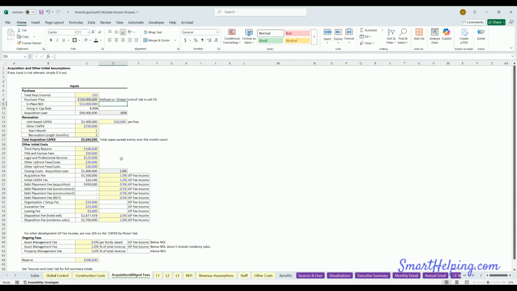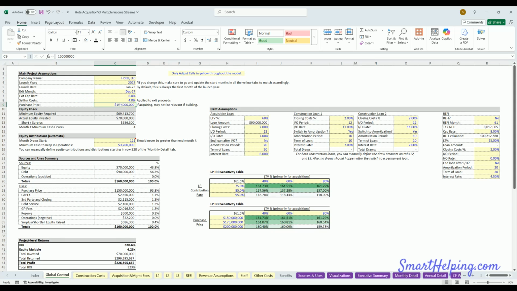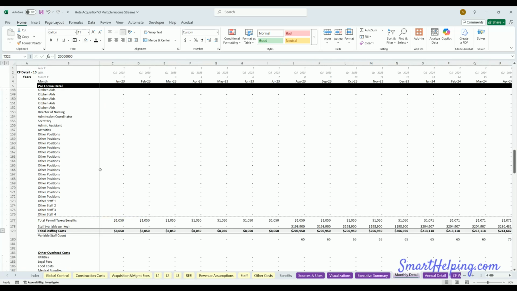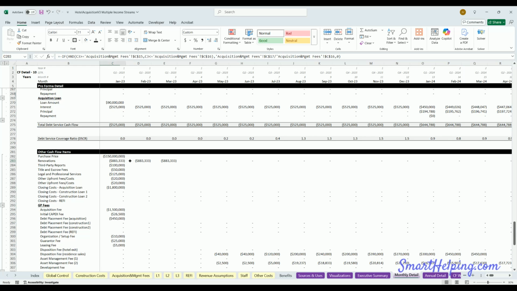Acquisition and management fee also has some other things. If you are making a purchase, so let's say we're buying a $150 million property and we also want to do some renovations, you can do renovation cost per unit or key, based on how many keys the hotel is, as well as other capex, which is a hard-coded input. These renovations simply follow whatever start month and renovation period length you put in, and it evenly splits that cost over that time, as you can see in the monthly detail in this row for renovations.